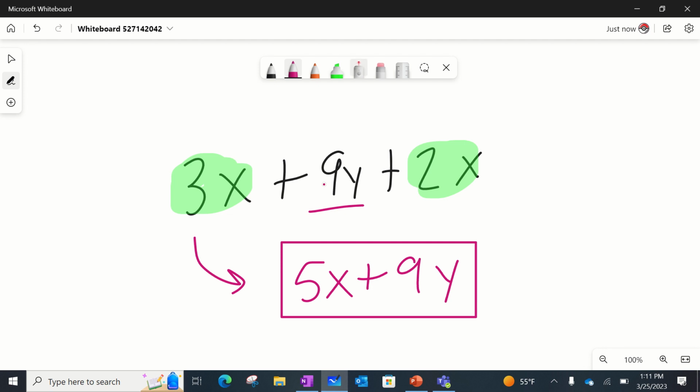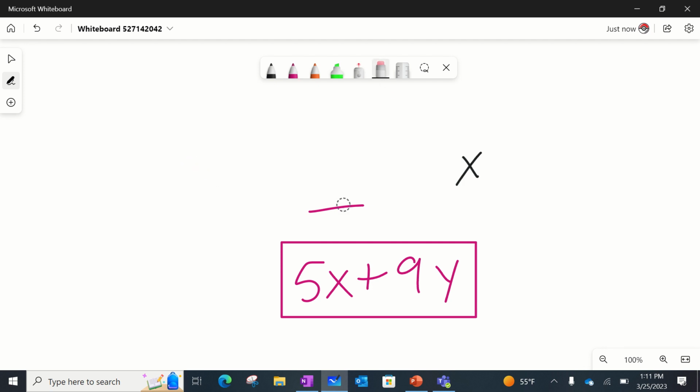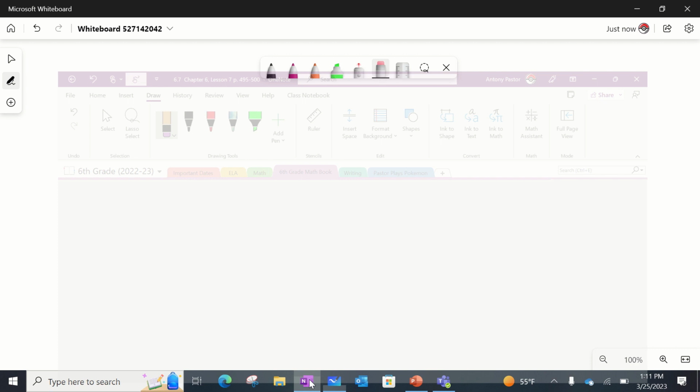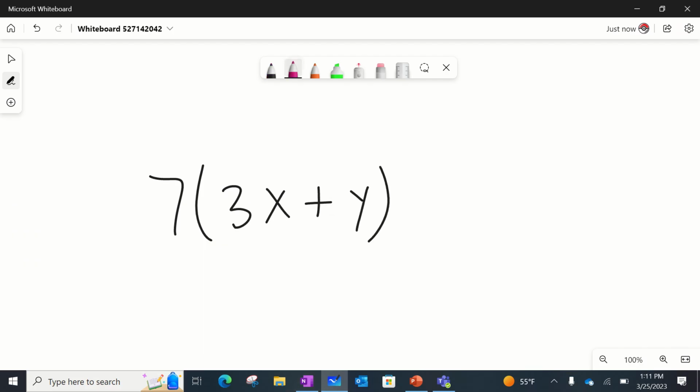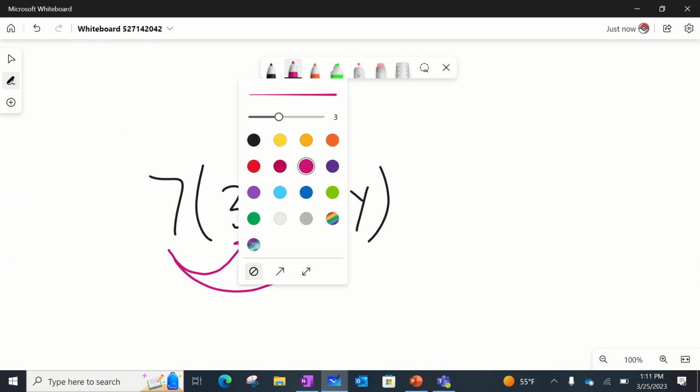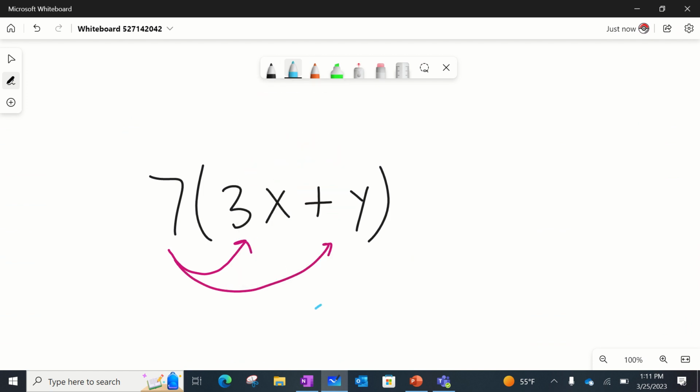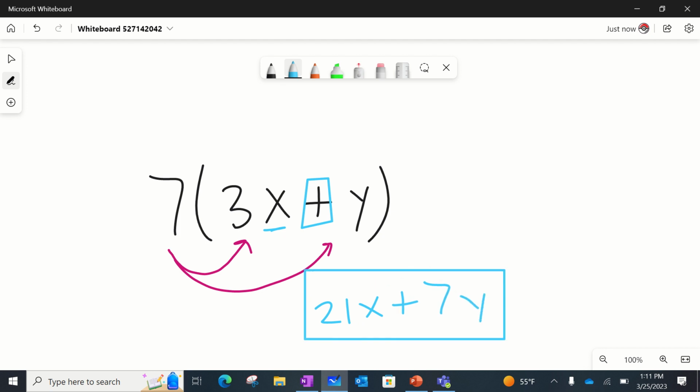Pretty simple, straightforward, easy. For the second one, they want us to simplify 7 outside of 3x, and I believe it was plus y. This one we're using distributive property. The 7 times the 3x and the 7 times the y. 7 times 3 we know is 21, but because the x is attached, we will put the x. This plus symbol will continue down, and 7 times y is the same thing as saying 7y. And that is our answer for that example.